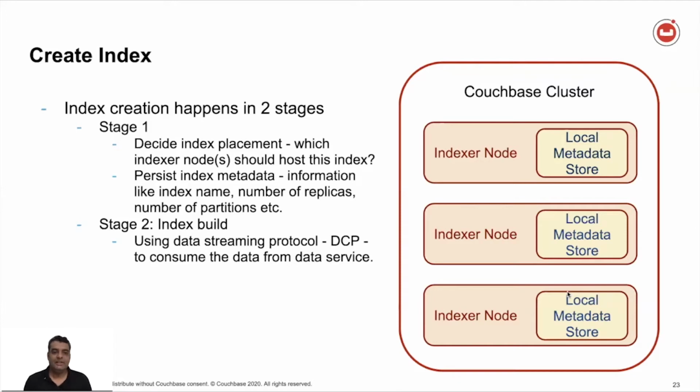The second stage is where the index will be built. The index build happens directly from the data service, where the DCP protocol is used for data streaming, and the index service will get the data from the data service, and corresponding index entries will get created.